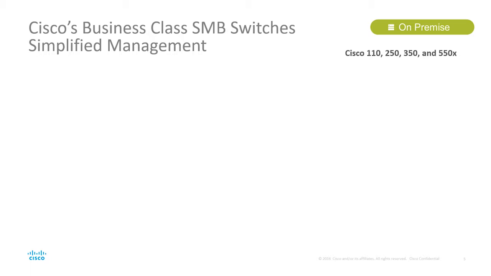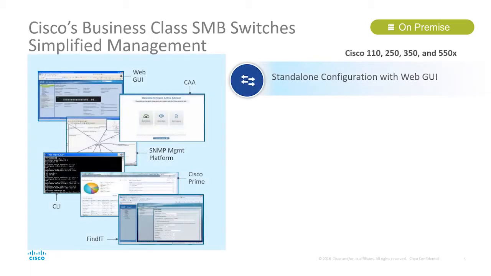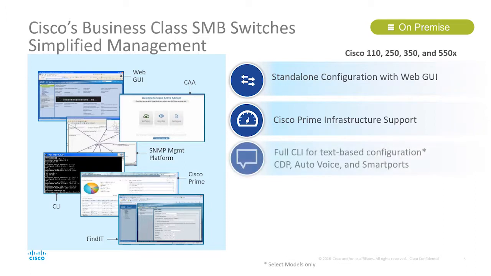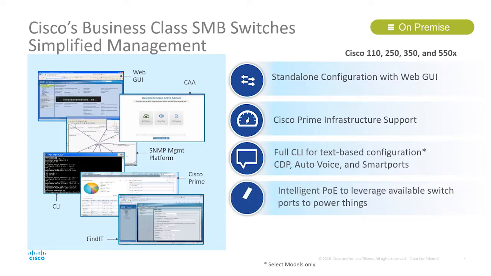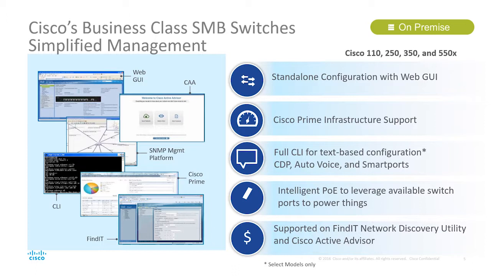These options include a simple Web GUI interface for standalone configuration, SNMP management with Cisco Prime infrastructure support, full CLI for text-based configuration, as well as CDP, auto voice, and smart ports, intelligent power over Ethernet, PoE, to budget available power to switch ports, and discoverable with Find IT, Find IT Network Discovery Utility, and Cisco Active Advisor.